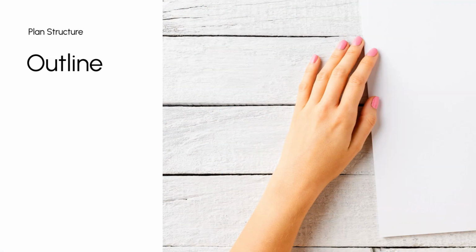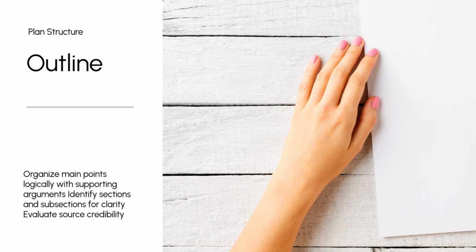Create an outline to plan your work's structure. Organize main points and supporting arguments logically. Identify sections and subsections for clarity. Include primary data and secondary sources for a comprehensive view. Evaluate source credibility to ensure information is accurate and current.